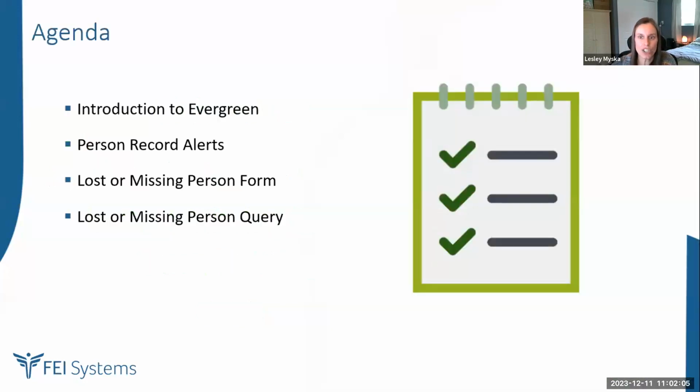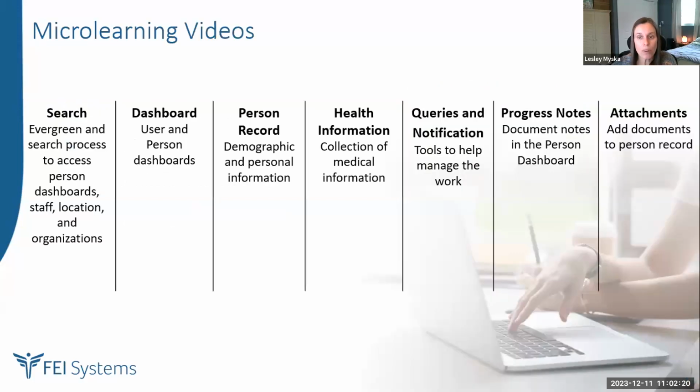During today's training session, we will cover the following topics: an introduction to Evergreen, person record alerts, lost or missing person form, and lost or missing person queries. Next slide, please, Nikki. Prior to this training, you should have watched the Evergreen microlearning videos. If you have not yet watched them, please make sure you take a look at them.